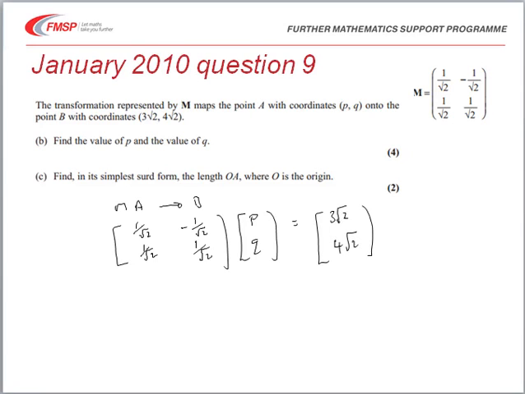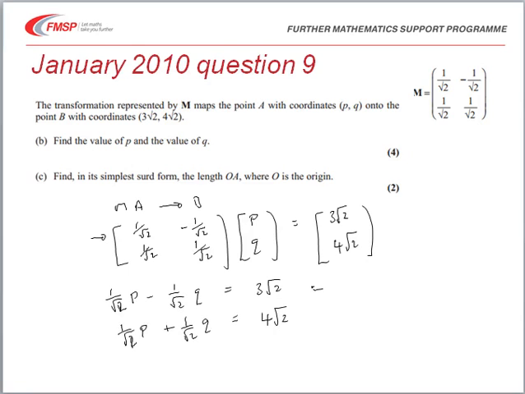Again, there are two ways of doing this. The first is to just compare the left-hand side and the right-hand side of this equation, and multiplying out the top row by the vector, we get 1 over root 2 p minus 1 over root 2 q is equal to 3 root 2, and then the bottom row gives us 1 over root 2 p plus 1 over root 2 q is equal to 4 root 2.